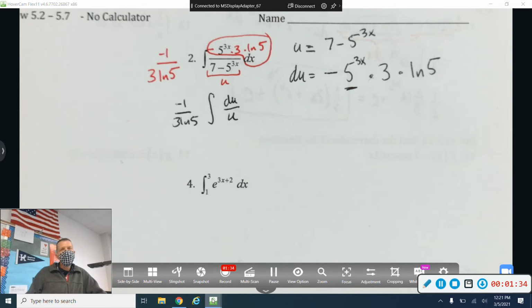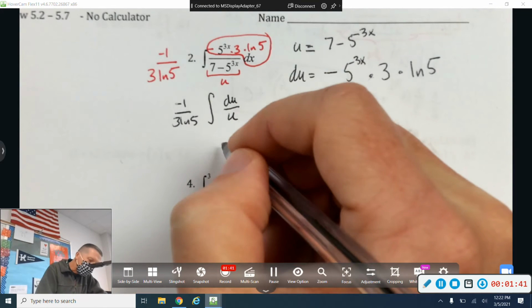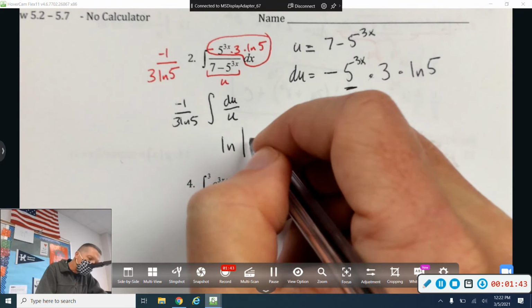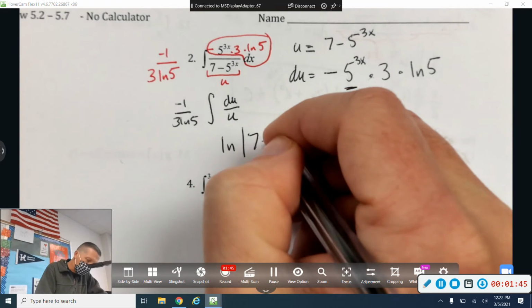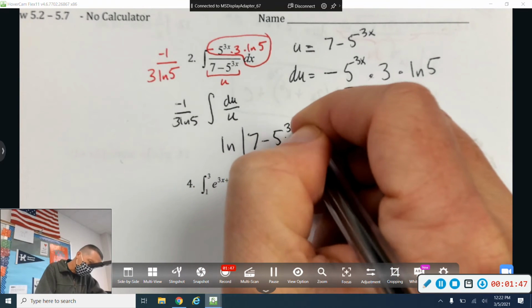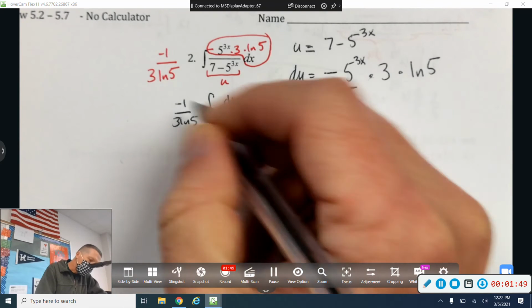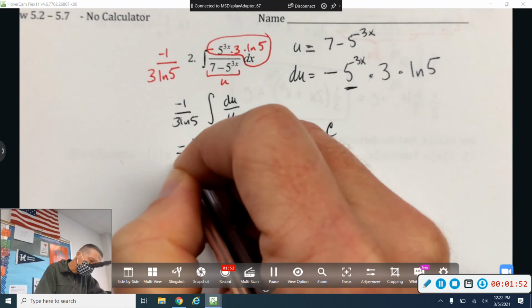Again, you pick u correctly, things work out nice. What's the integral of du over u? Natural log of u. So natural log of the absolute value of 7 minus 5 to the 3x plus c, and then don't forget all the stuff that was out front.